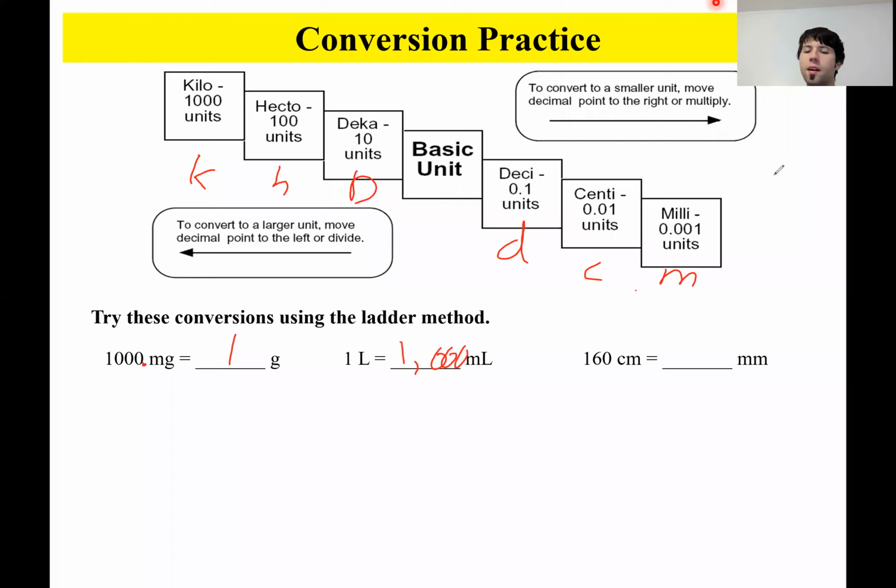All right, so now we got 160 centimeters. I'm sorry, I had to pause the video for a second. 160 centimeters equals how many millimeters? Okay, so we're starting with centimeters and we're trying to get to millimeters. So we're moving to the right. We only have to move 1 spot to the right. So take 160 and our decimal understood. We have an understood decimal right there, and we have to move it over 1 spot.